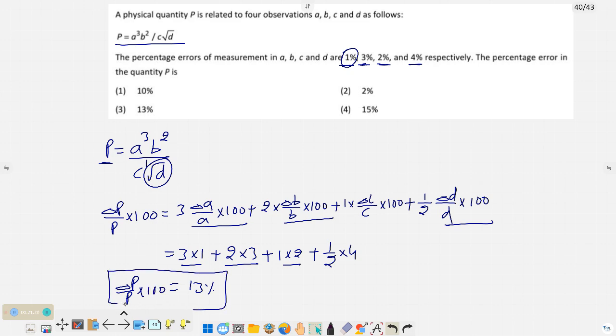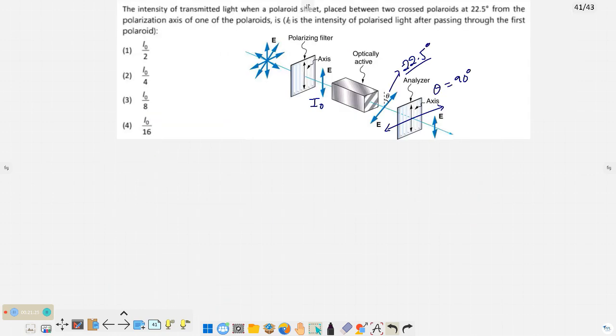So which option is correct, you can check the options given, the third option is correct for this. Now this question is from the physical optics Polaroid concept. They have given the intensity of transmitted light when a Polaroid sheet is placed between two crossed Polaroids at 22.5 degrees, meaning this is one Polaroid, this is another Polaroid, both are crossed.